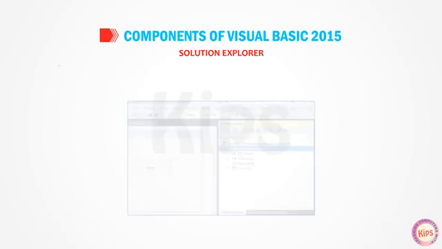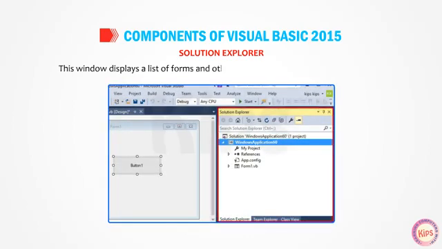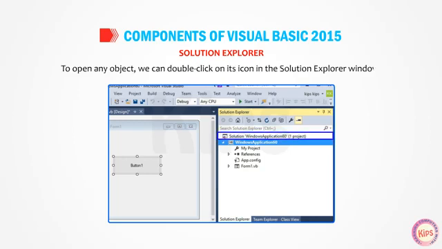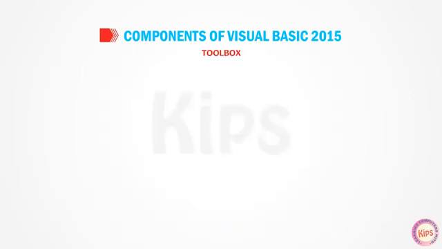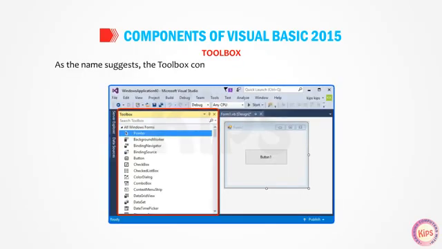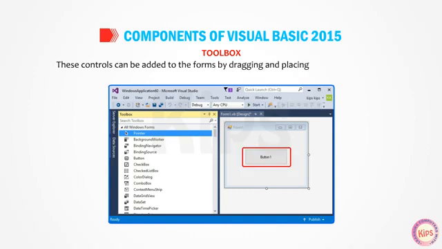Solution Explorer. This window displays a list of forms and other objects that constitute the application. This list is organized in the form of a branching structure like Windows Explorer. To open any object, we can double-click on its icon in the Solution Explorer window. Toolbox. As the name suggests, the toolbox contains various controls such as button, text box, label, etc. These controls can be added to the forms by dragging and placing them at the desired location.